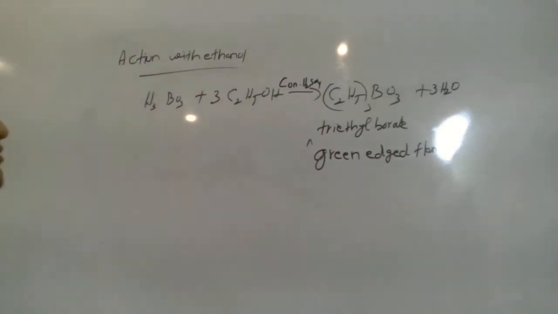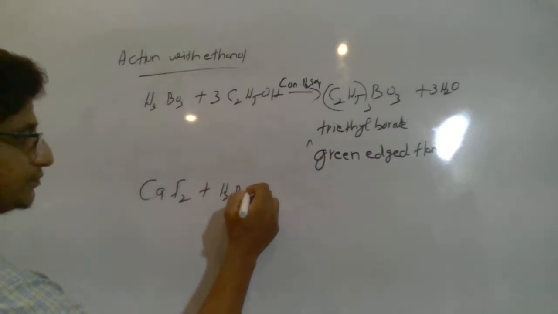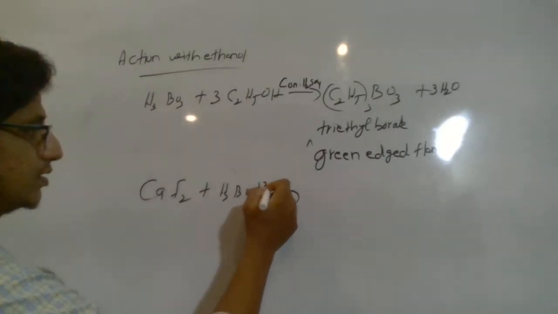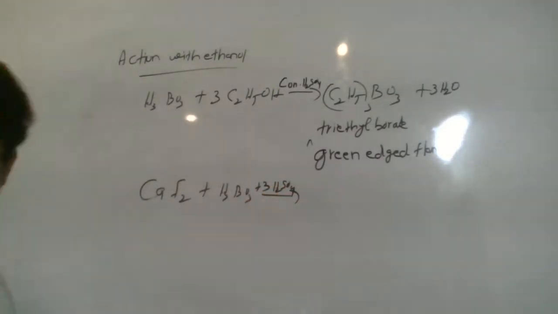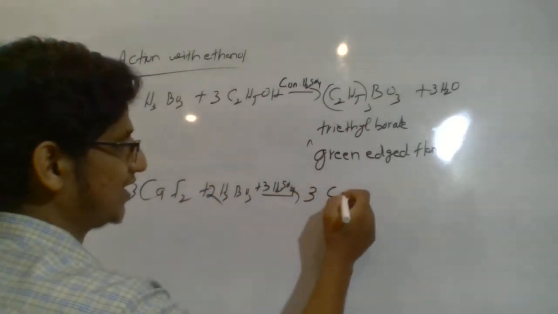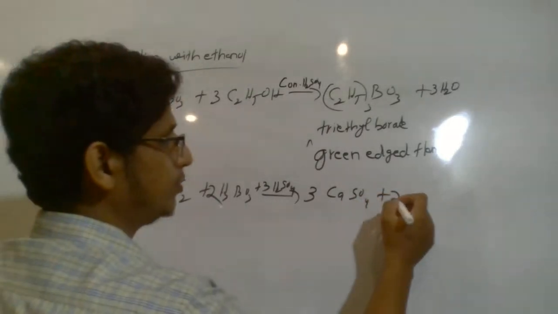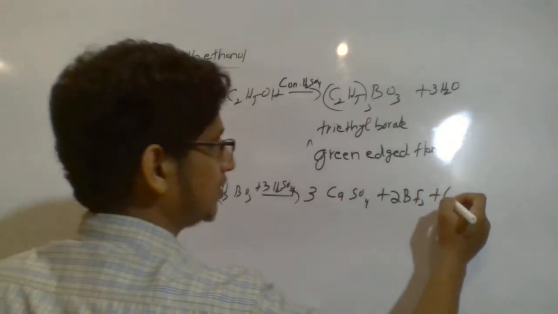Similarly, the reaction with calcium fluoride. When calcium fluoride reacts with orthoboric acid in the presence of concentrated sulfuric acid, 3 moles of sulfuric acid, with 3 moles of calcium fluoride and 2 moles of orthoboric acid, you get 3 moles of calcium sulfate plus 2 moles of boron fluoride, and 6 moles of water will be formed.